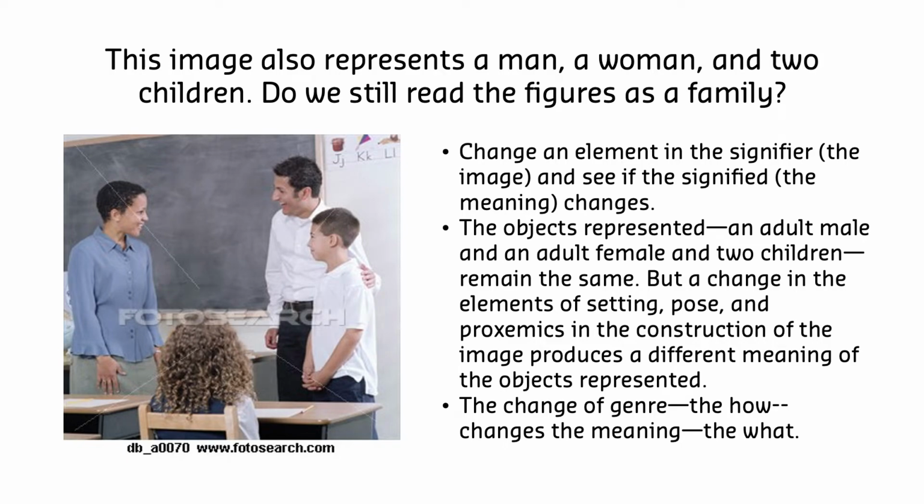Because here is an image which also includes a woman, a man, and 2 children. But what happens if we change an element in the signifier, the image? Let's see if the signified or the meaning changes. The objects represented, an adult male and an adult female, and 2 children, remain the same.